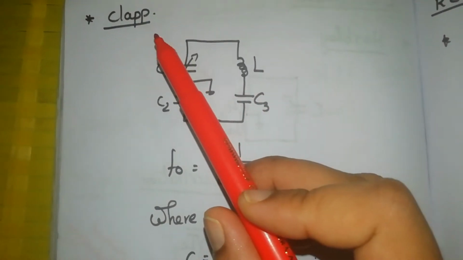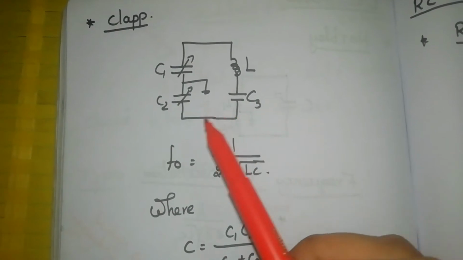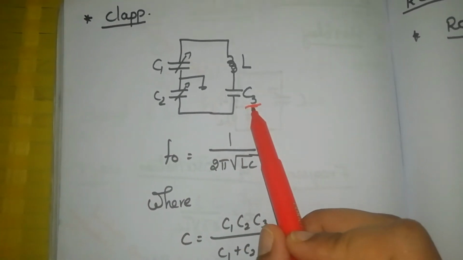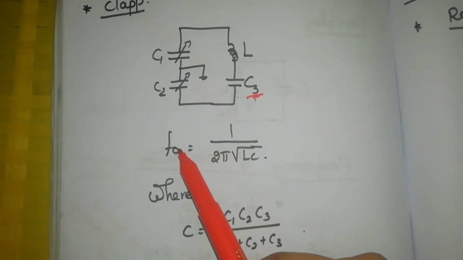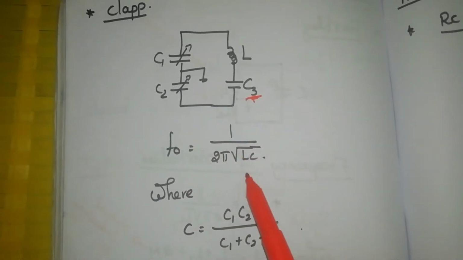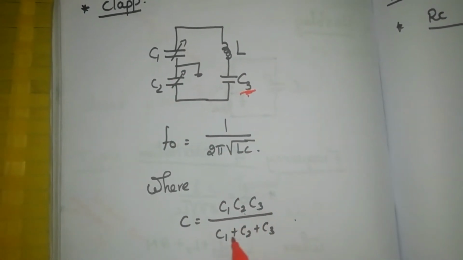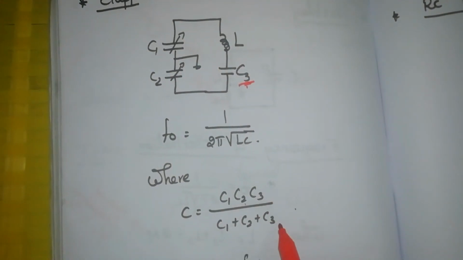Next we consider the Clapp oscillator, and here the difference between Colpitts and Clapp is we additionally use one capacitor C3. Also the frequency of oscillation here is 1 by 2 pi root LC, where C is equal to C1 C2 C3 divided by C1 C2 plus C2 C3 plus C1 C3.